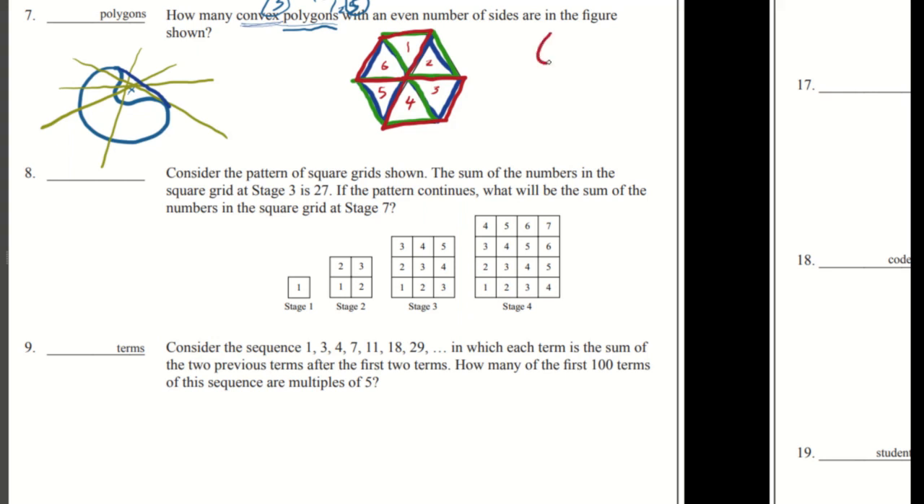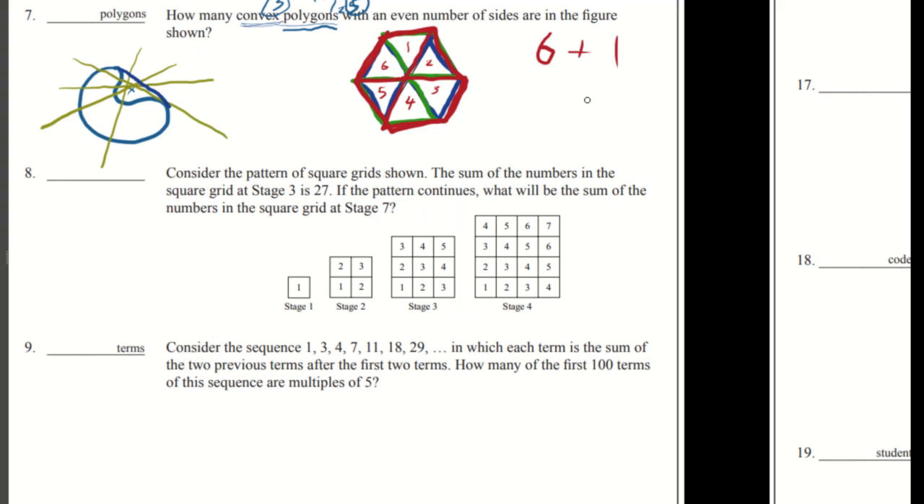So we got 6 so far. Those are rhombuses. They have an even number of sides. Are there any other shapes that have an even number of sides that are convex? Hexagon. Oh, the hexagon itself, the big old hexagon like this, all the way around. Okay, so that's one more shape. Are there any others?